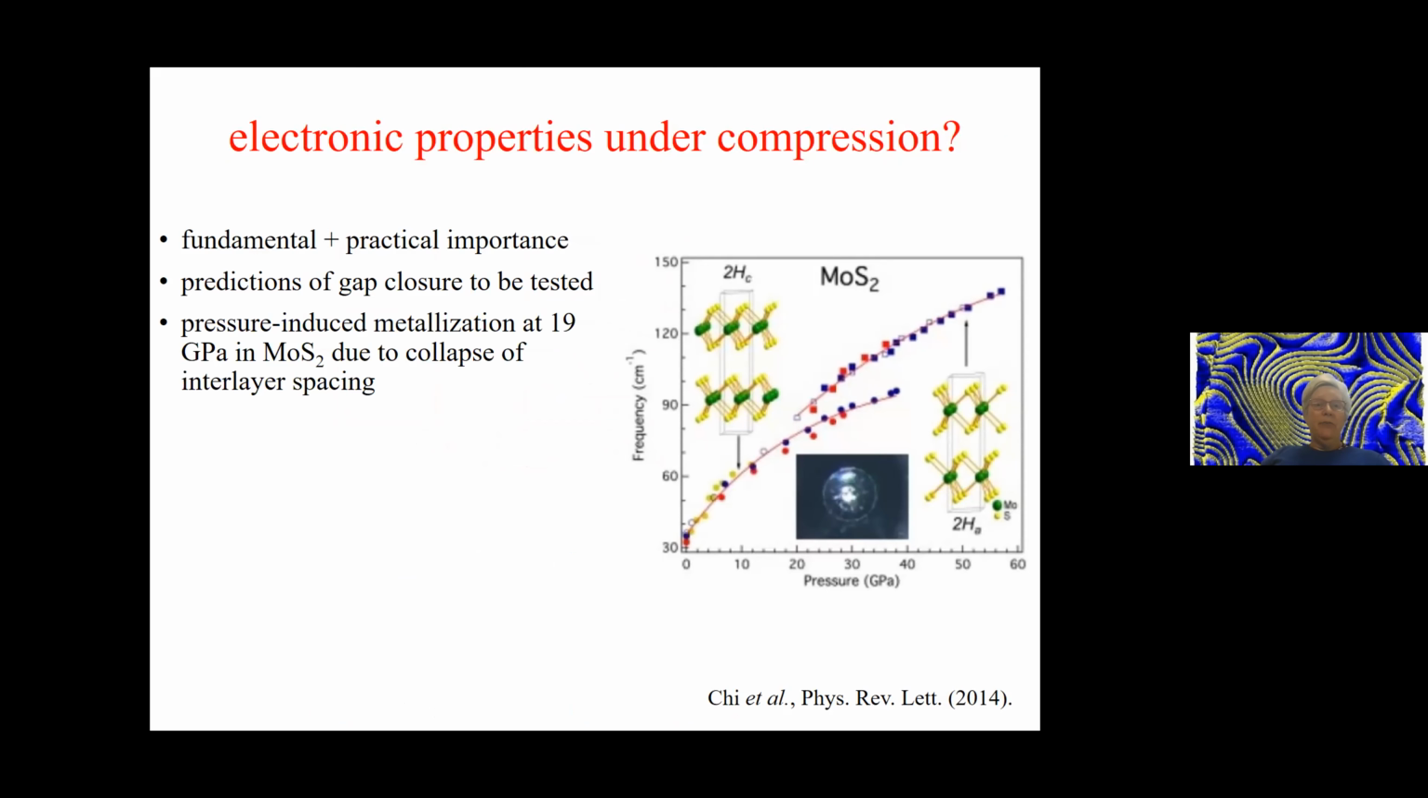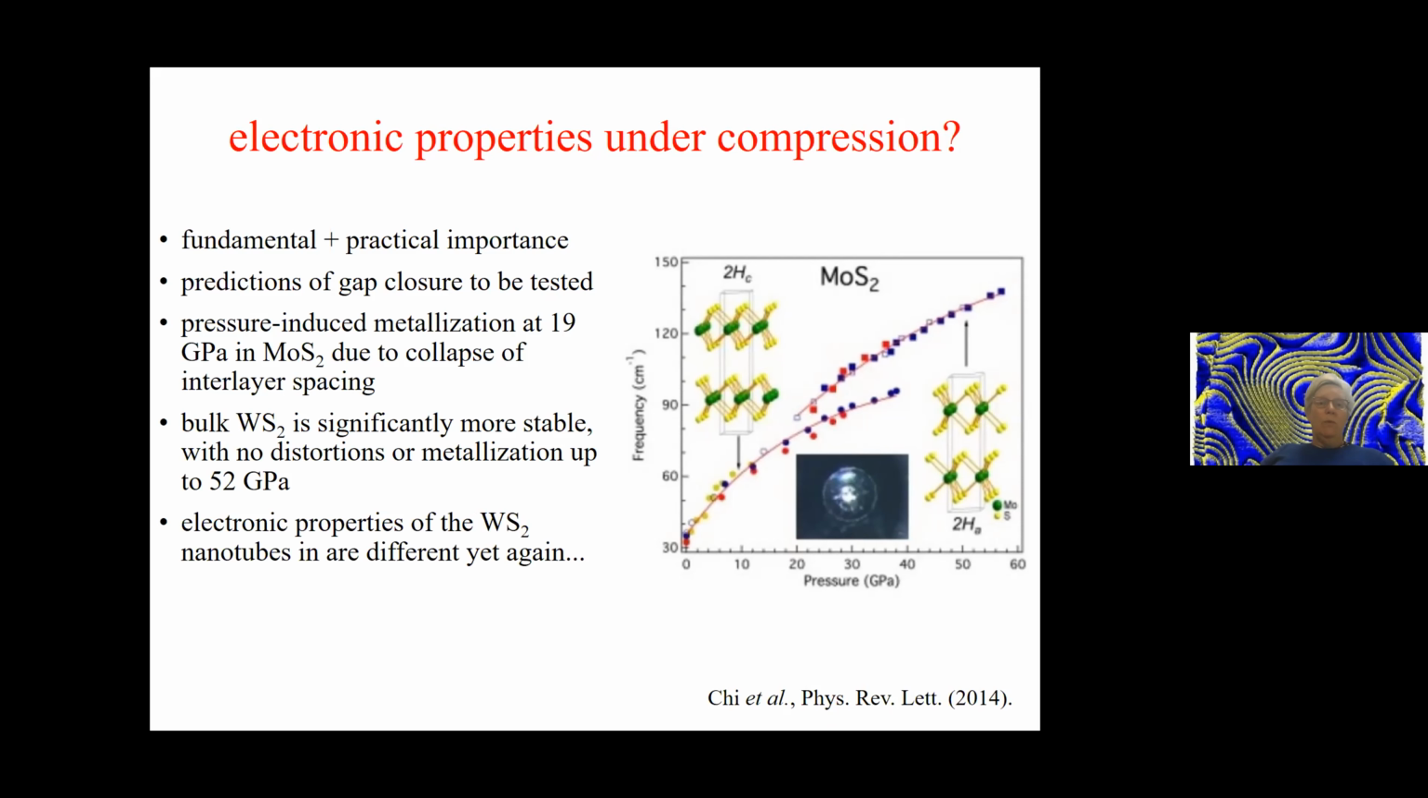And there was already evidence of metallization in moly disulfide, just due to collapsing this interlayer spacing. It turns out that the bulk tungsten disulfide was more stable though. And what we found is that when we tested the nanotubes, the electronic properties were different yet again.